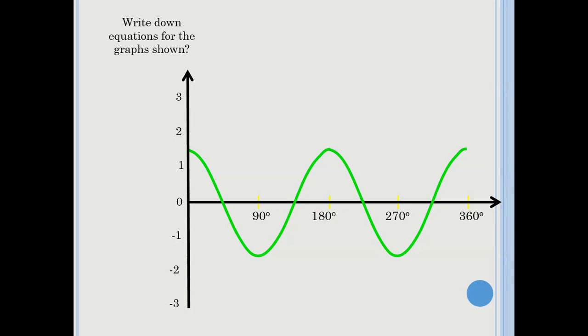Let's have a look at some examples with a cosine graph. This time, our maximum value, or our amplitude, is 1.5. I know it's a cos graph, and it is repeating itself once, twice in 360 degrees. So my equation for it is going to be y equals 1.5 cos 2x.